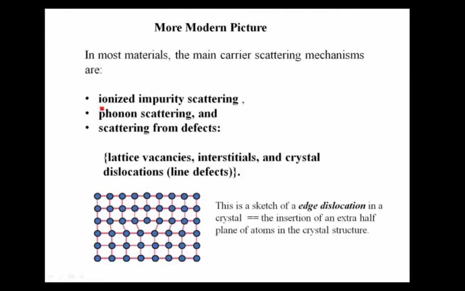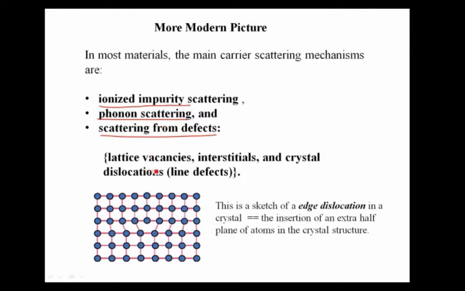And if you have ionized impurities in the material, that will lead to scattering. The other important one is phonon scattering, and we'll discuss that in just a minute. And then finally, scattering from defects. These are really the major reasons that electrons, for example, have difficulty getting through the material.